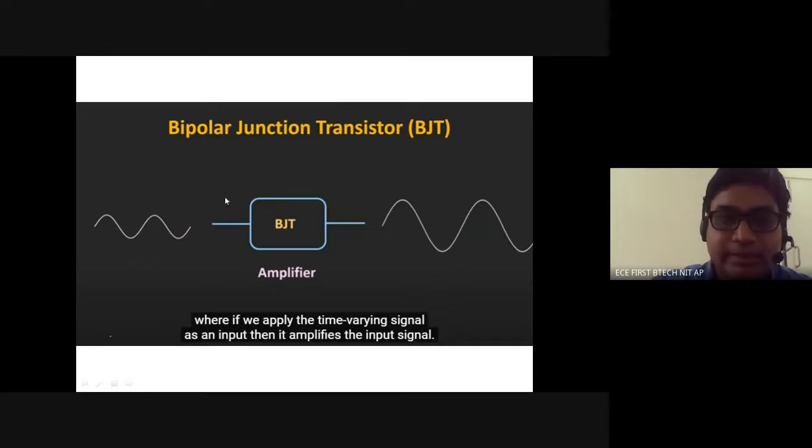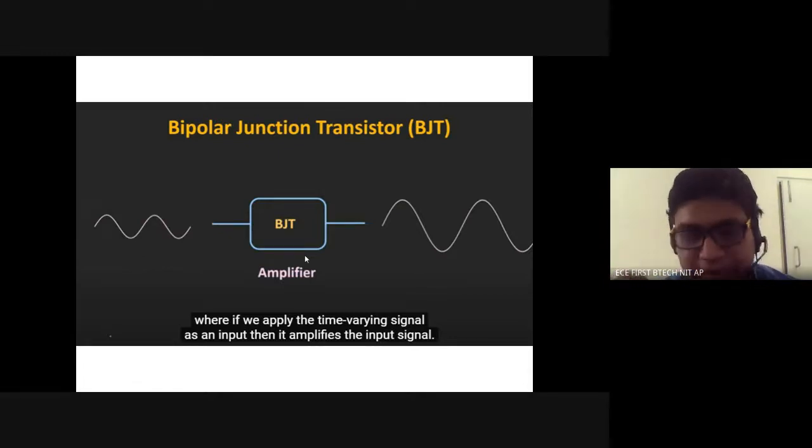Right? So that means our signal strength is increased because the BJT is used as an amplifier. Now basically, when we apply a time varying signal at the input, it will amplify the input signal and we get a very amplified or magnified version at the output. So that is our objective.